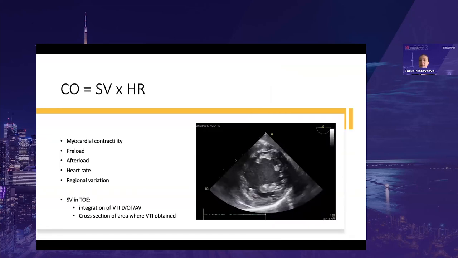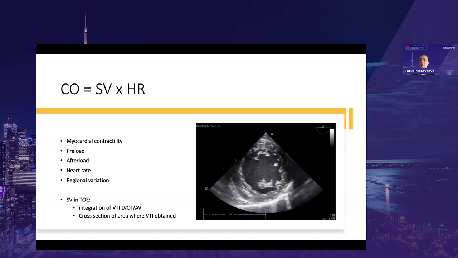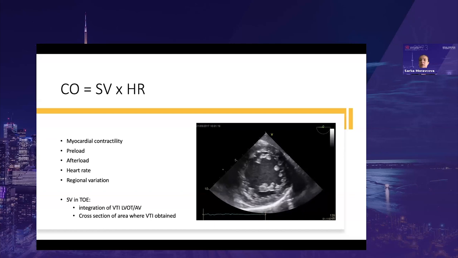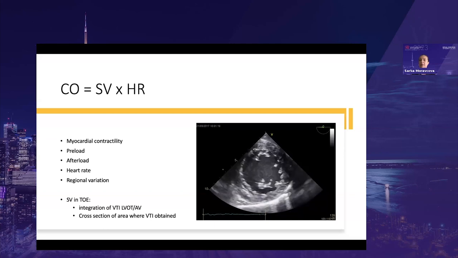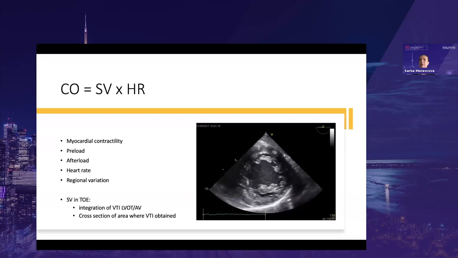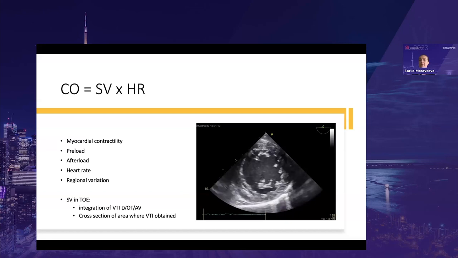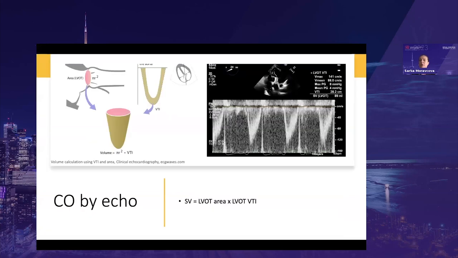So, what's the function of the heart? The function of the heart is to provide adequate cardiac output, the product of stroke volume and heart rate. The left ventricle performance depends on preload, which is a diastolic issue, afterload, which is a systolic issue, myocardial contractility, and the presence of regional contractile variations. We can measure stroke volume by echo using integration of the velocity time interval in the LVOT or aortic valve, and calculating the cross-section of the area where the VTI was measured.